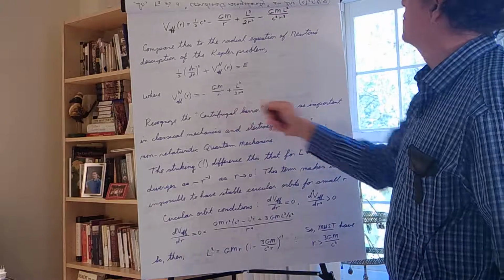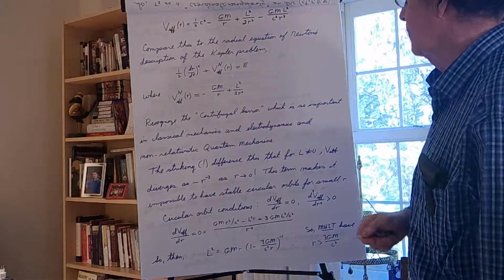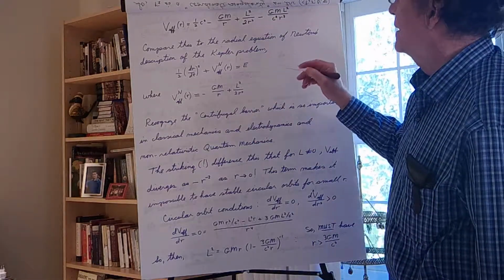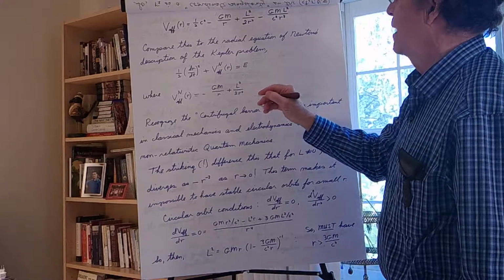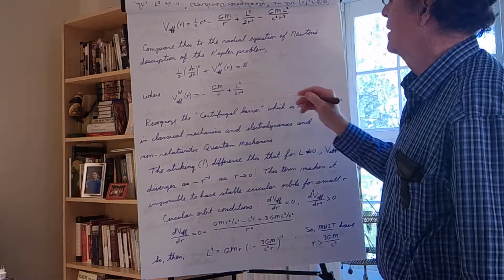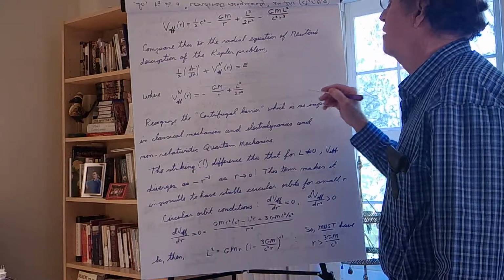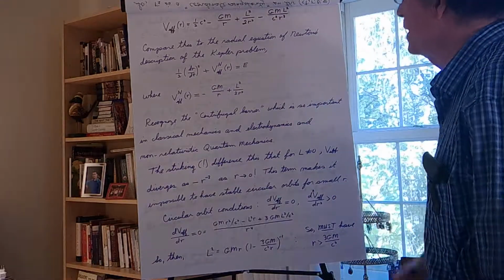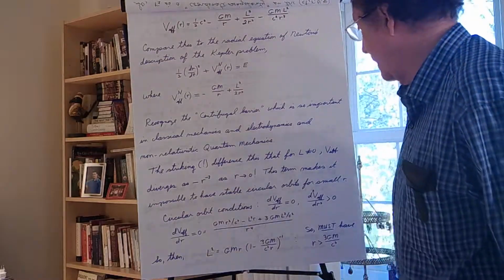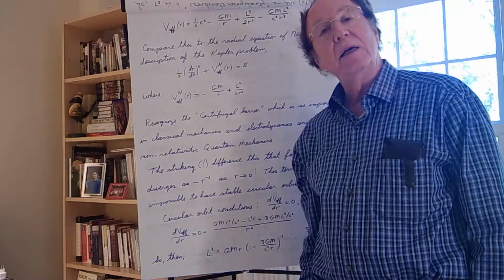So I compare that to the radial equation in Newton's description of the Kepler problem. In that case, I know that my effective potential for the radial coordinate is the naive potential, corrected by the repulsive centrifugal barrier. And we remember in many cases how important that centrifugal barrier is.